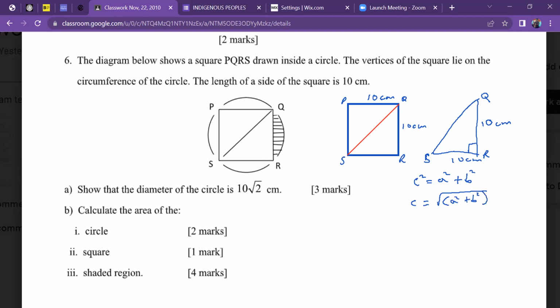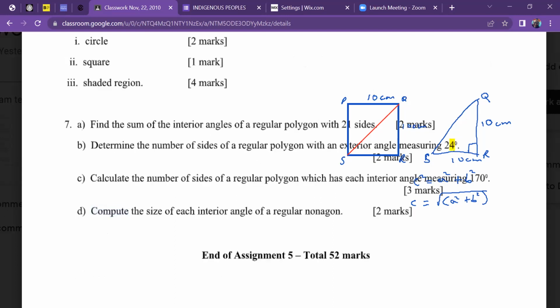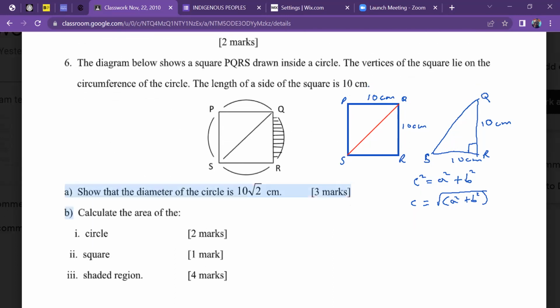Right? So SQ would be my hypotenuse. That's my longest side. Can you see it? Let's stamp. Where is it? Arrow. Oops. So SQ would be my longest side, similar to there. Yeah?